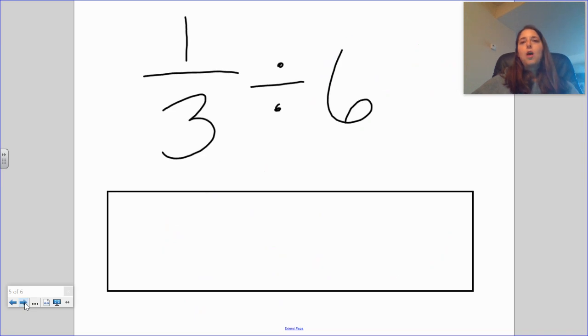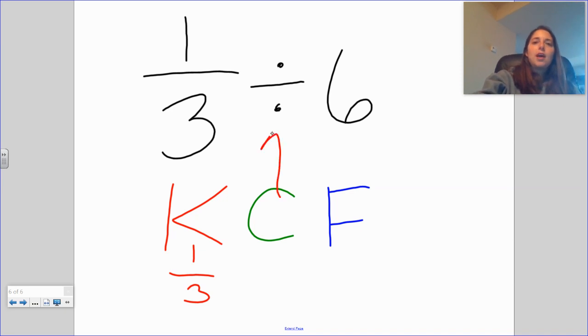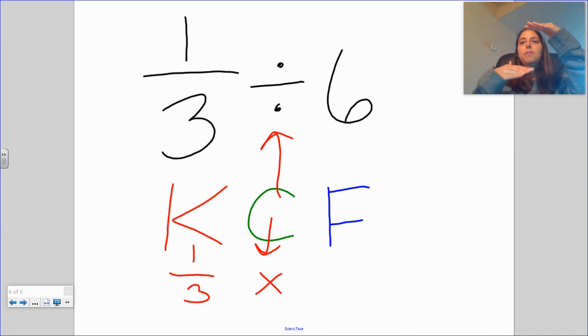I'm going to just do one more with keep, change, flip, because I think that might be something many of you guys are going to rely on. If you like the model better, reach out to me and I will put a new video together for you just with the model. But let's just look at keep, change, flip. Keep, 1/3 stays the same. Change, that division turns into multiplication. And flip means we're going to flip the numerator and denominator around.